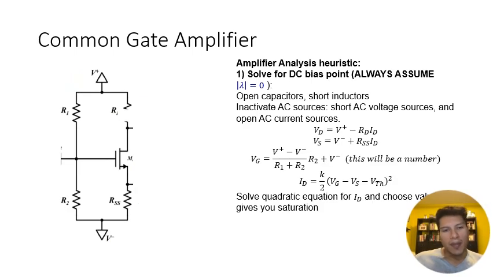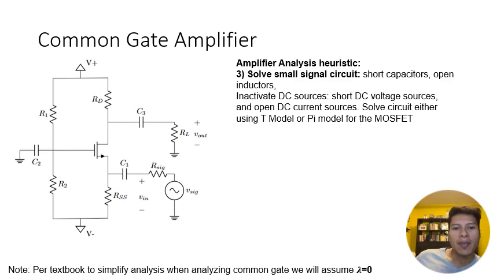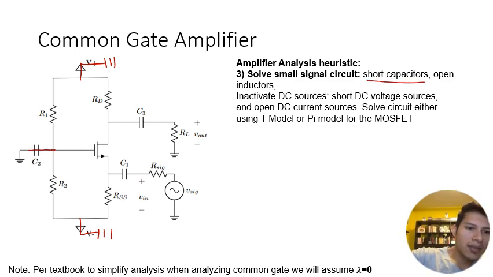And so here I write down the analysis. And then once you have the value for ID, you're going to plug it into your equation for gm and your equation for ro. And now you're ready to solve for the small signal model. To derive your small signal model, we must first inactivate all DC voltage sources. So V plus becomes a ground, V minus becomes a ground. Additionally, we must short all capacitors. So this becomes a ground, this becomes a ground, and this becomes a ground. So you notice our gate is grounded.